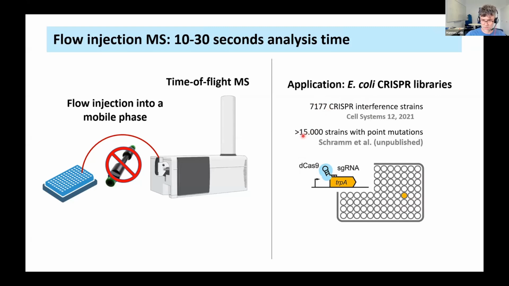And then we have another CRISPR library. This is now with CRISPR genome editing, where we inserted point mutations in all essential genes of E. coli. And these are more than 50,000 strains, which Torben Schramm from my group has developed.